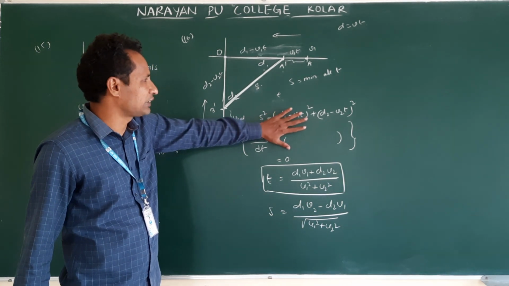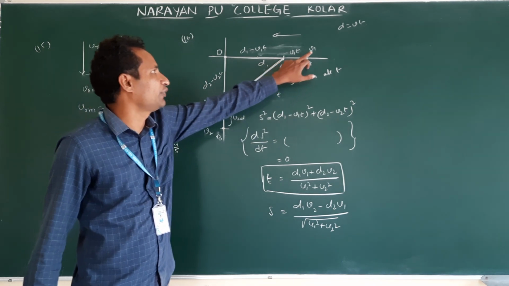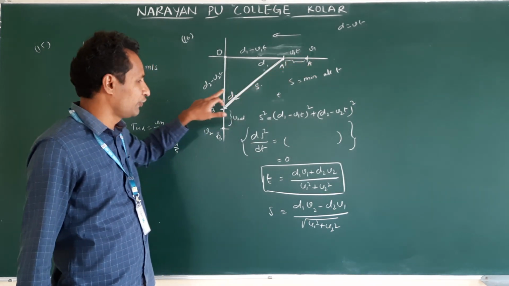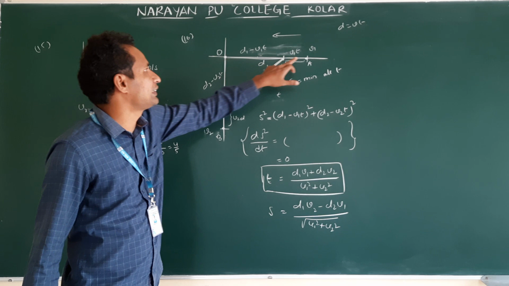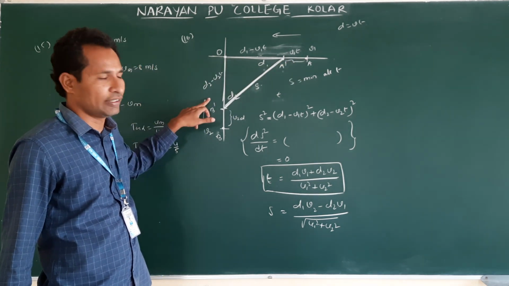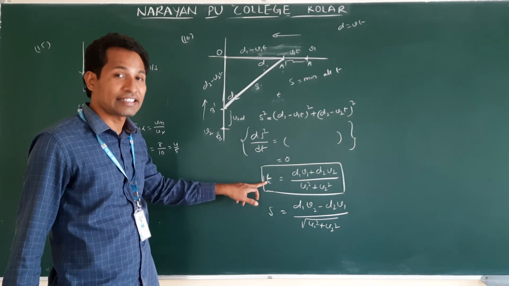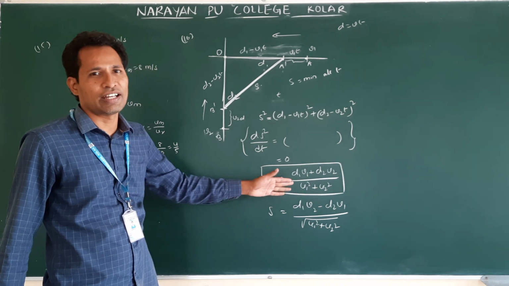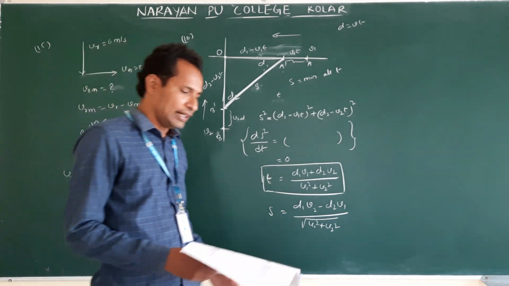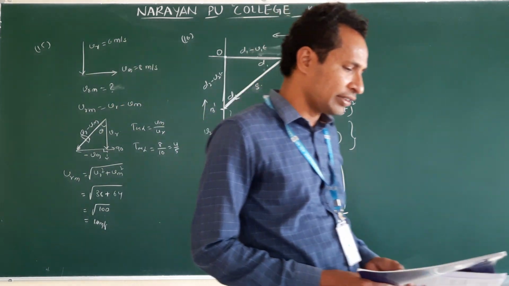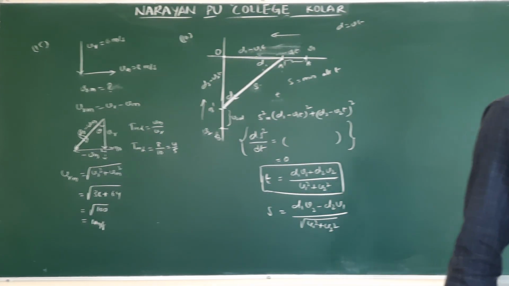So don't do all this in the examination. They will provide v1 velocity, v2 velocity, and the distances d1, d2. They ask what is t, what is S. If you substitute the values in this equation, you will get the answer. Clear? And come to 17.